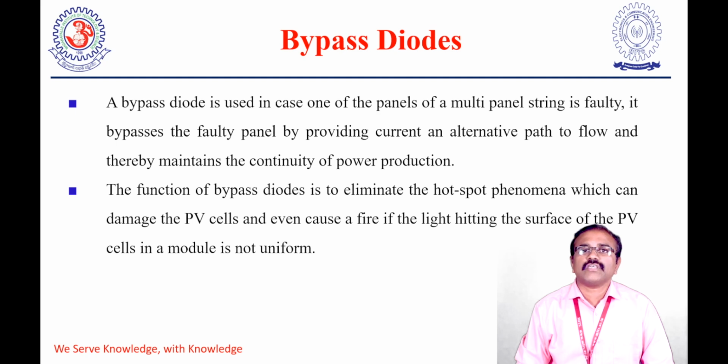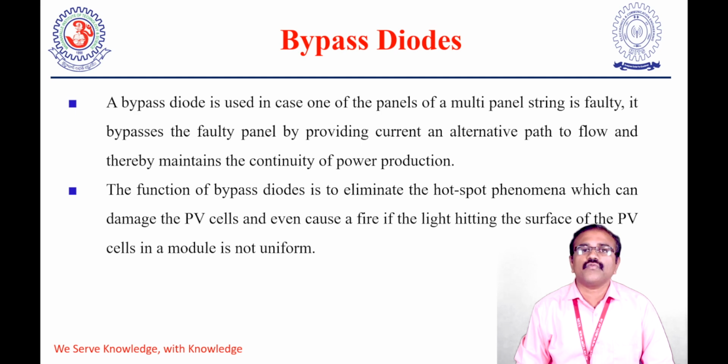What is the purpose of using bypass diodes? A bypass diode is used in case one of the PV panels of a multi-panel string is faulty. If some obstacle appears or there is a faulty condition, it will bypass the faulty panel by providing an alternative path for the current to flow. Thereby it maintains the continuity of power production. The function of the bypass diode is to eliminate the hotspot phenomenon, which can damage the PV cell and even cause a fire if the light hitting the PV cells in a module is not uniform.